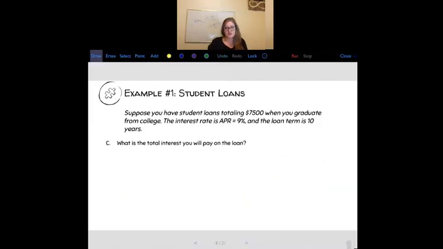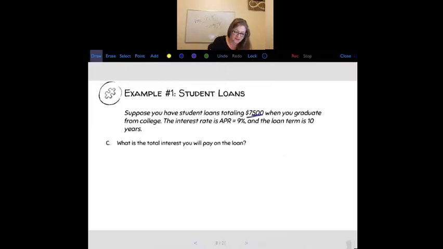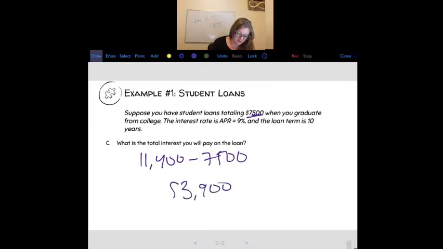What is the total interest you will pay on the loan? So at the end, if you're going to pay 11,400, but the starting balance was 7,500, to get the total interest you pay, anything over that original principal or borrowed amount is interest. So you would take 11,400 minus 7,500 to get 3,900.